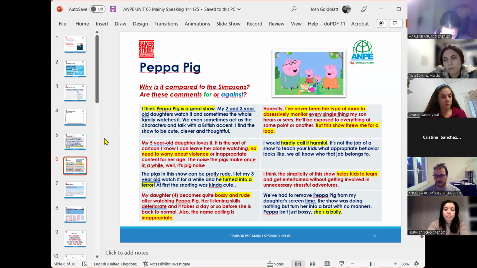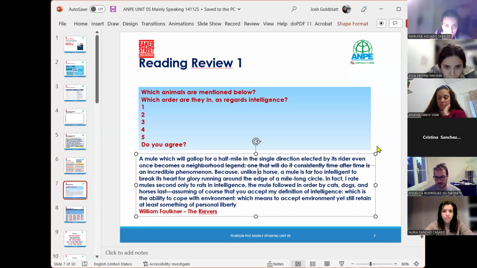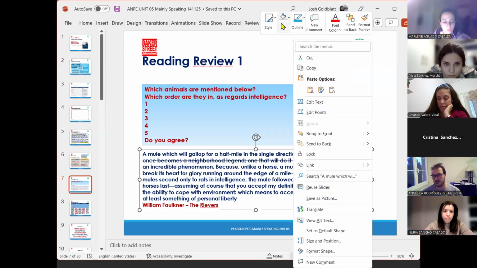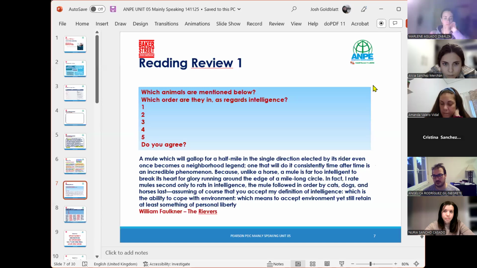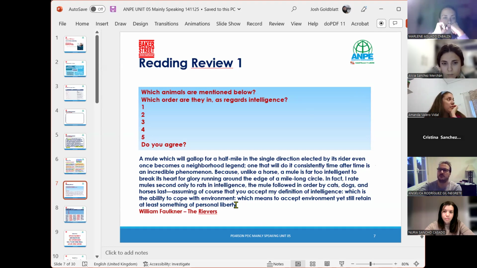Okay, we're going to talk about some animals now. Need to read this, please. Which animals are mentioned below and in which order are they in as regards intelligence? So this time we don't have individual questions, so our reading has to be a little bit different. We do actually have to read all of it.